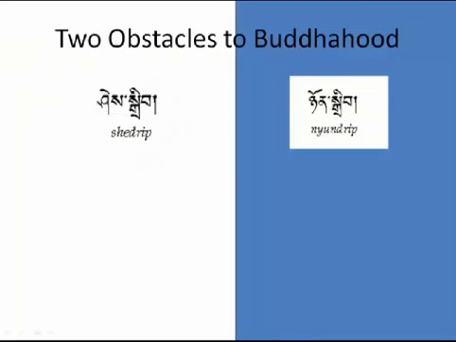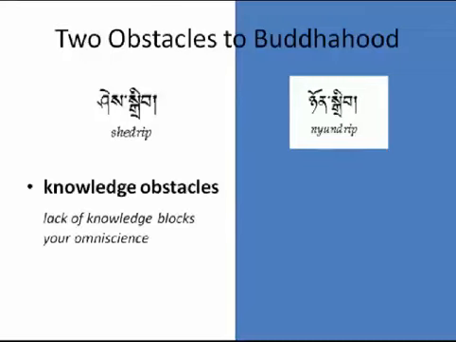There's 2 obstacles to Buddhahood, Shedrip and Yundrip. In Tibetan, that's knowledge obstacles, the drip part being obstacles, and the she being knowledge, which is basically it's lack of knowledge that blocks your omniscience. So you can't be omniscient because you've got these obstacles or blocks, which is your lack of knowledge.